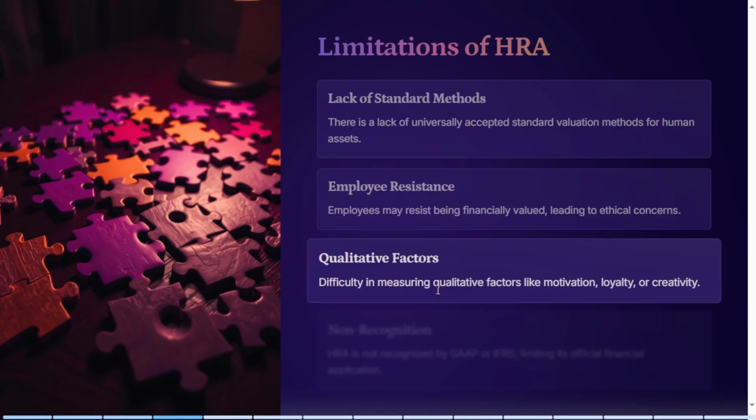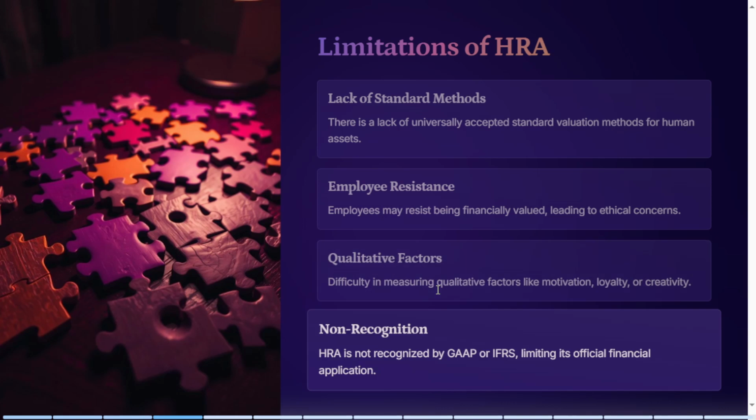Third, qualitative factors. How do you put a rupee value on creativity, loyalty, team spirit, or leadership qualities? These soft skills are incredibly valuable but nearly impossible to quantify accurately. The fourth, non-recognition by any standards. This is crucial for your exam. Neither GAAP, that is Generally Accepted Accounting Principles, nor IFRS, International Financial Reporting Standards, officially recognizes HRA. So companies can't use it in their official financial statements for regulatory purposes.